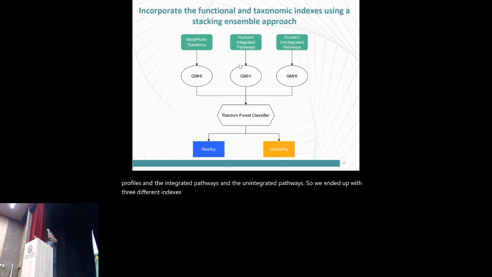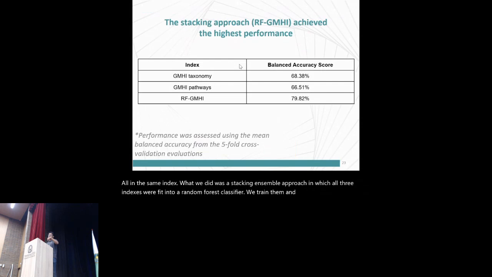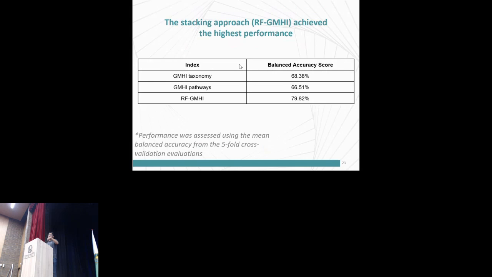In order to integrate it all in the same index, what we did was a stacking ensemble approach in which all three indexes were fed into a random forest classifier. We trained them, and that classifier could tell us healthy or unhealthy. And well, the proposed method, which we call the RFGMHI, the method I previously mentioned, was the one to achieve the highest performance. This performance is the mean evaluation of the 5 evaluations I told you before. So it was the best resulting method.